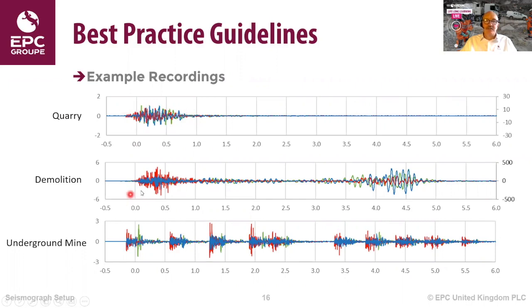For demolition, you see a very long event. It starts here and goes on for nearly 5 seconds. Very high frequency at the beginning here and then some low frequency at the bottom. I'll explain that a bit more in a second. In a typical underground mining blast or tunneling blast, you can see a whole series of events. Each one of those events corresponds to a delay period in the detonators that are being used. Typically, you use very long delay periods in those. So it's a completely different looking trace.